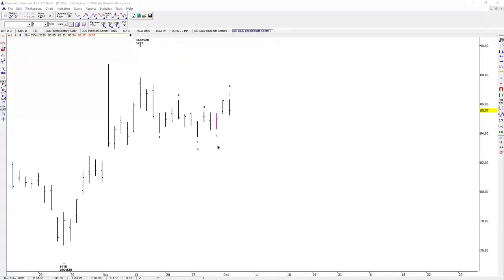Well, this is IYR, a real estate sector ETF. Again, it's daily data. Let's take a look at where we're at as of the last bar in the chart. From this November high, we had an ABC correction. Was it a completed ABC? Well, it might have been. At the time, we would be looking at it as a potential at least.